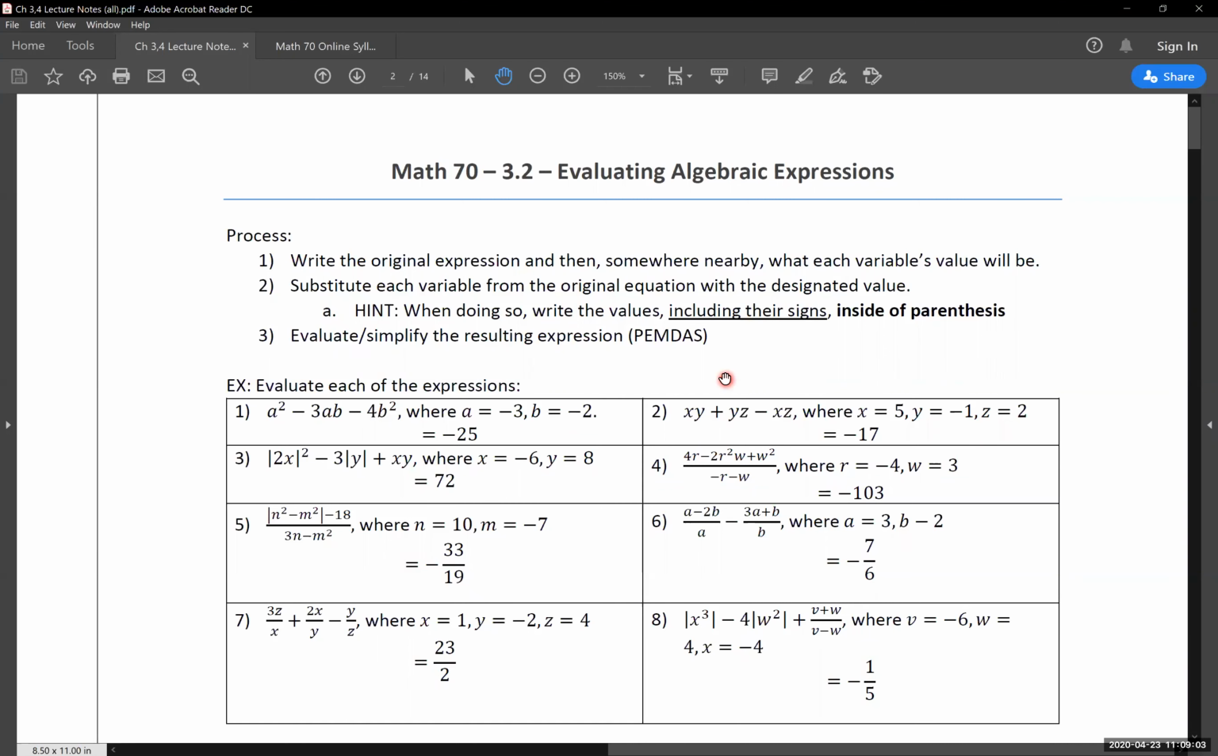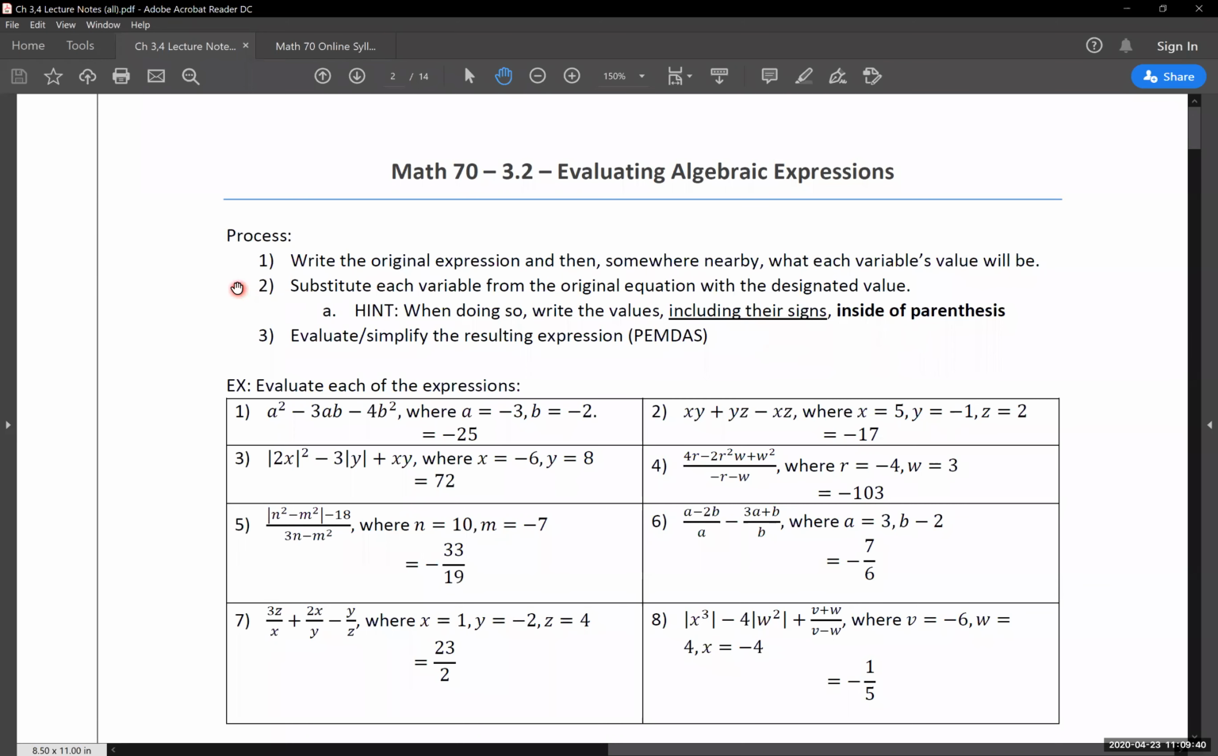So once we've had all that written down, we're going to substitute each variable from the original equation with the designated value. When you are doing this, make sure you are including the signs of whatever we have been given. Write everything inside of parentheses. A lot of people do not do this, and suddenly we went from having things multiplying together to now they're adding together or subtracting together. And if we don't do that, we have fundamentally changed the entire problem that we are working with, and we're going to lose points that way.